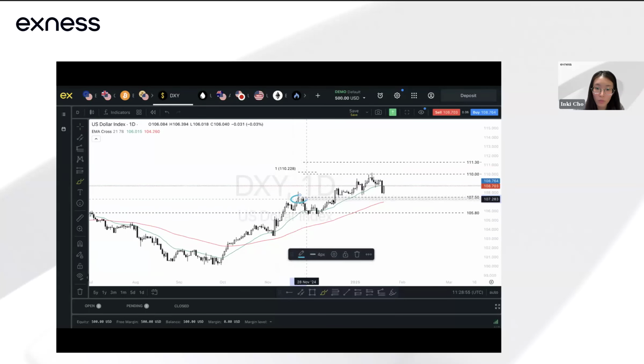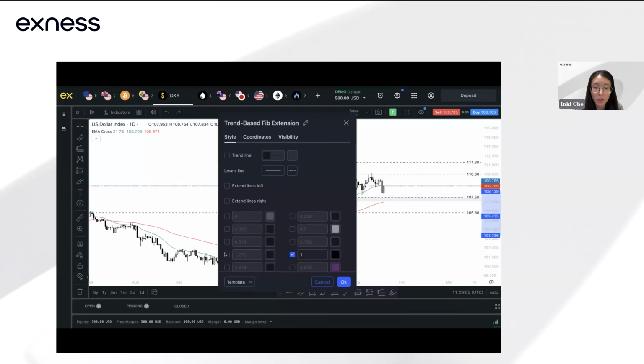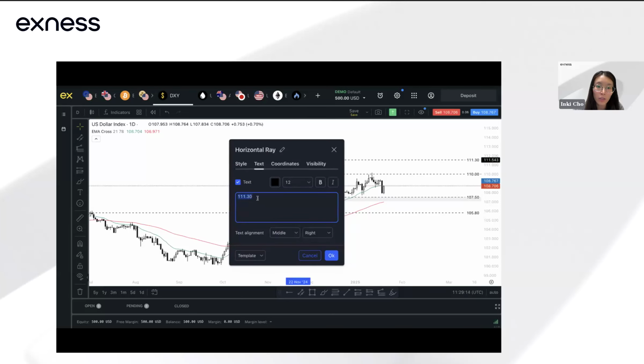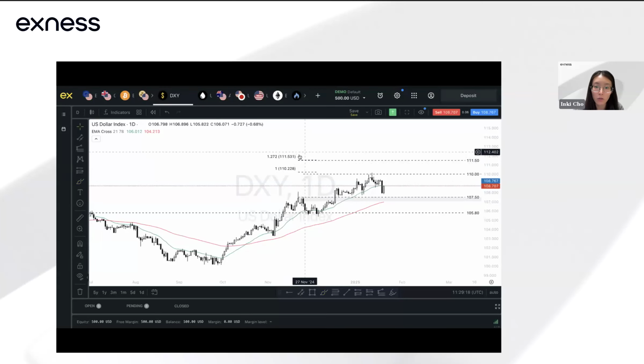the doji observed over here. And the second level is the 110 level, which we saw as a resistance based on the 100% Fibonacci extension. Of course, beyond that, the next potential level is the 127.2%. Again, I round it, so 111.30 level, or if you want to be more precise, 111.50, given that this Fibonacci extension is nearer to this level.